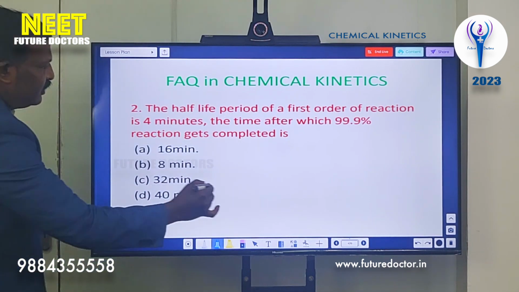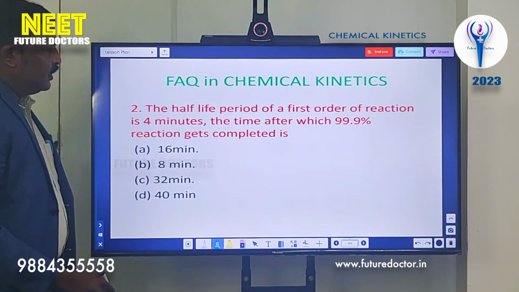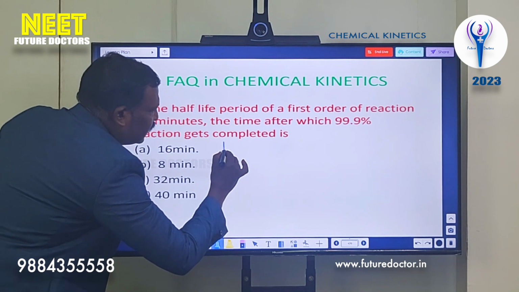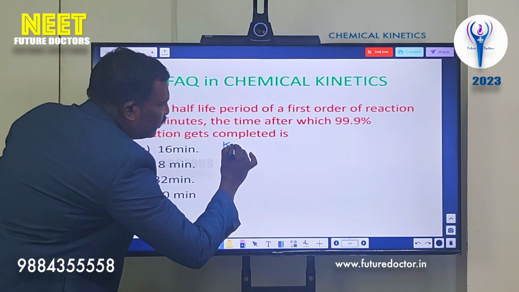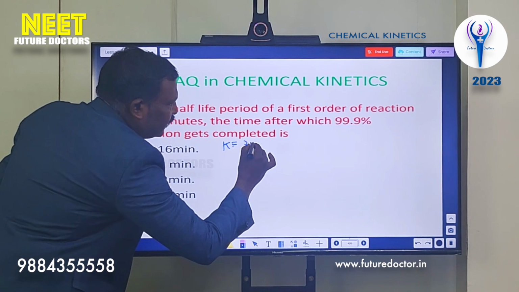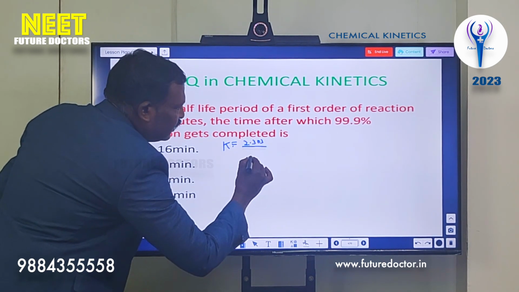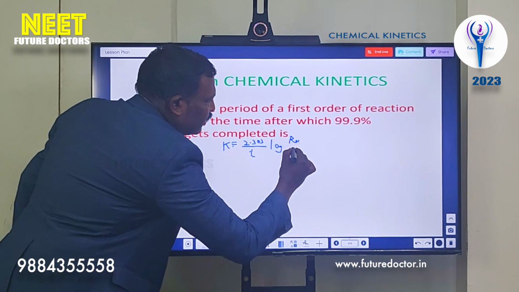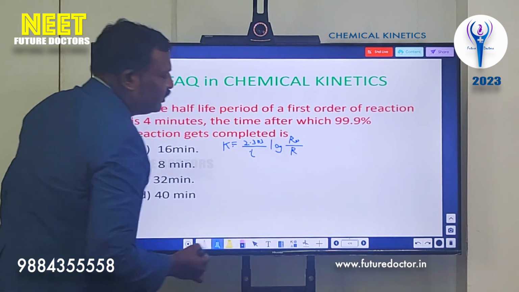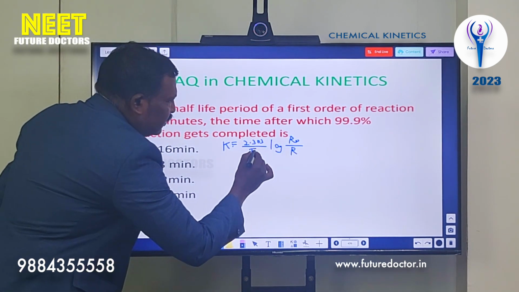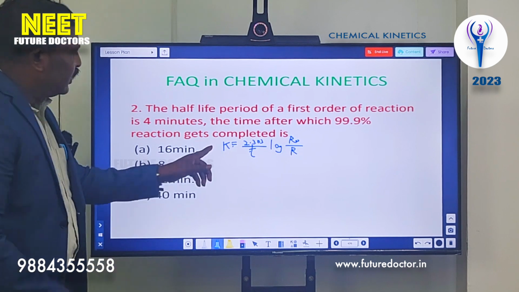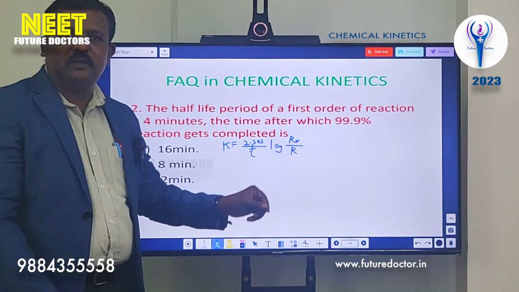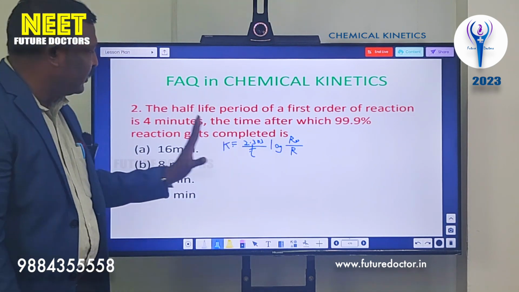So you know the formula, it's a first order reaction, no? The first order reaction formula is K is equal to 2.303 by t log of R naught by R. This is the formula. Understood? You know that? K is the rate constant, t is time, R naught is the initial concentration, R is the remaining concentration.